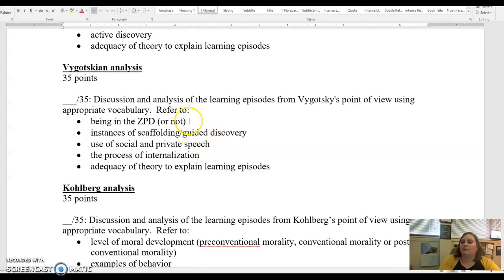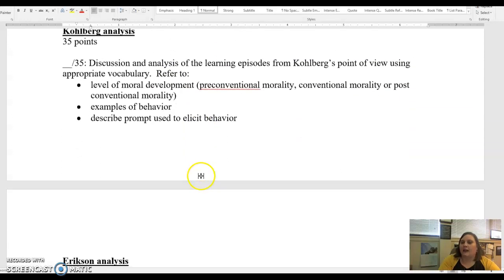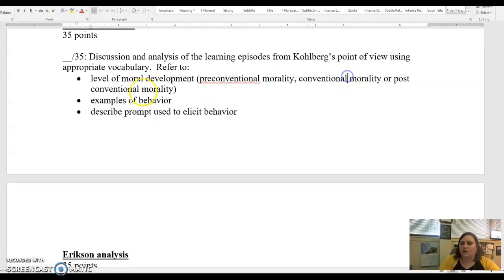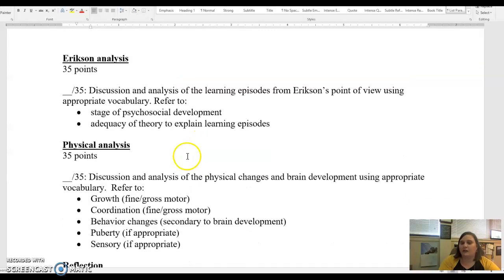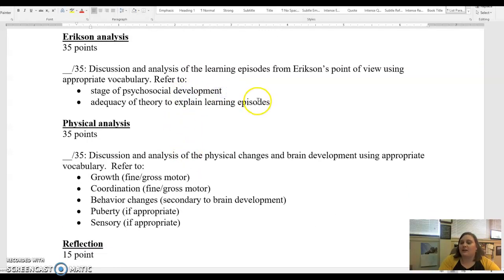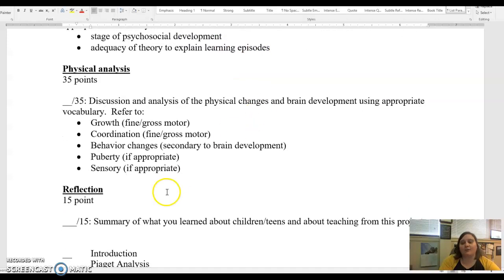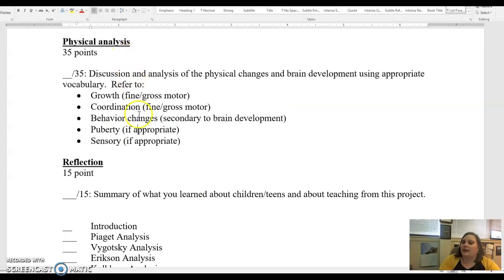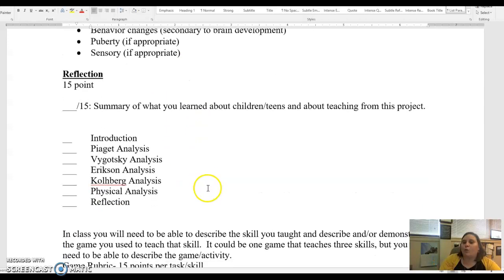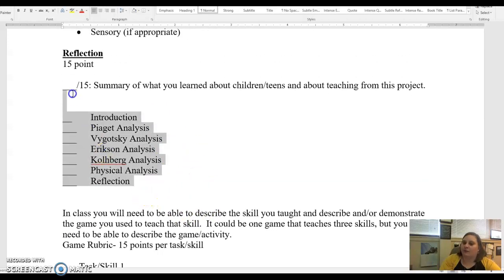And then here's Vygotsky, and we talked about ZPD and scaffolding, and Kohlberg, pre-conventional, conventional, or post-conventional, and some examples. Erikson, what stage are they in, and how did that theory explain that learning episode? And then here's some information in physical analysis. Growth, fine and gross motor skills, which we talked about. Coordination, behavior changes, puberty if they're in teenager stage, sensory development if they're younger, and then you want to have that reflection paragraph as well.